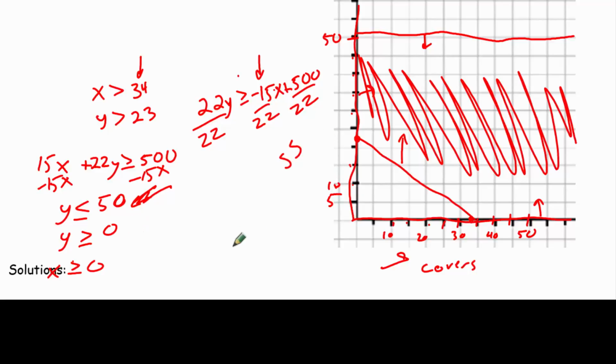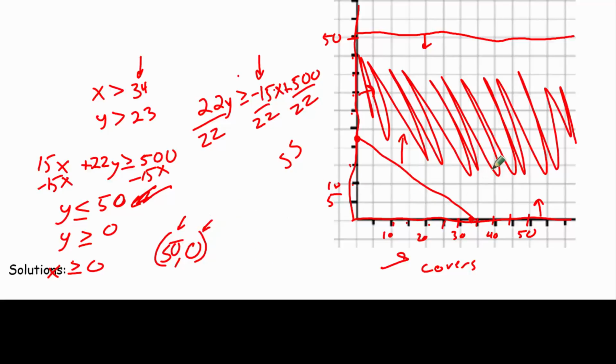And so what's our solution? Does it really matter what number you pick? 50, 0. If you sell 50 phone covers and 0 selfie sticks, you're going to make over $500 in profit. And you can see that pretty easily, because if you do 50 times anything over 10, it's going to be over $500, right? So that's what we have.